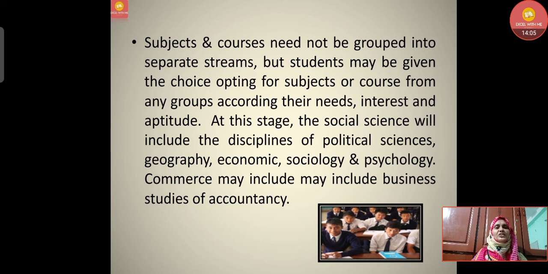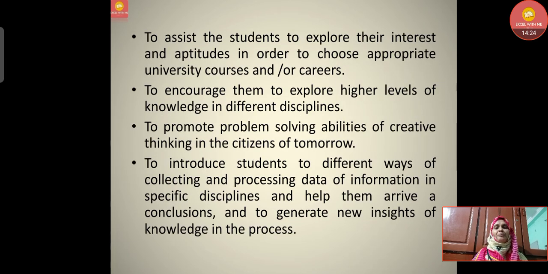At this stage, the social science will include the disciplines of political sciences, geography, economics, sociology and psychology. Commerce may include business studies and accountancy. So these are all the choices they can opt for in their higher secondary stage. What are the learning objectives? Why are we teaching social sciences at higher secondary stage?